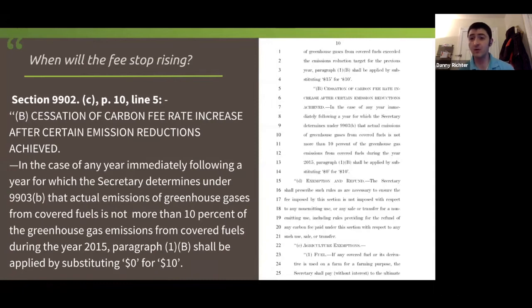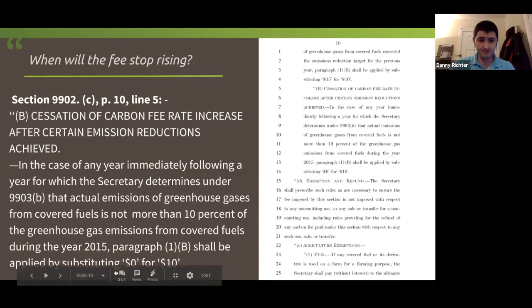So remember, paragraph 1B, that was just the escalator. So that was just saying it increases by $10 per ton. So by substituting 0, we're not zeroing out the carbon fee. What we are doing is we're zeroing out the rate of increase. So what this text does is it keeps the carbon fee constant. So this is the complicated legalese way of keeping the rate of increase constant.